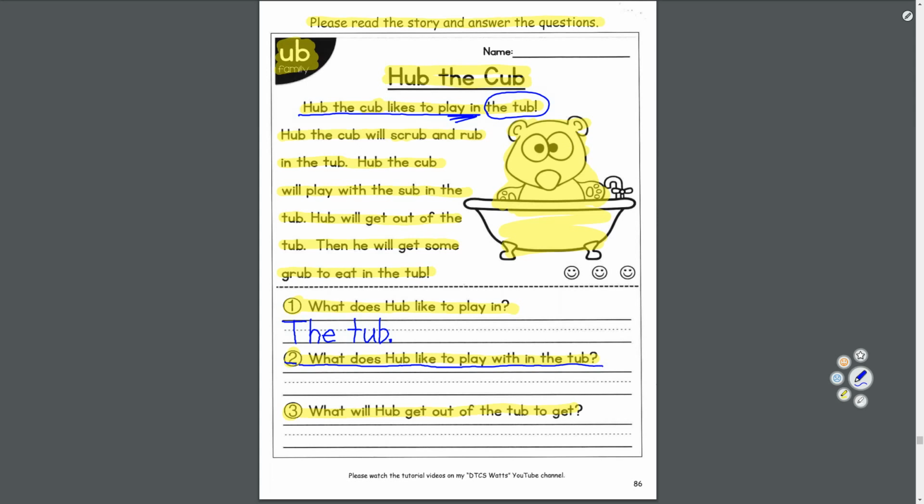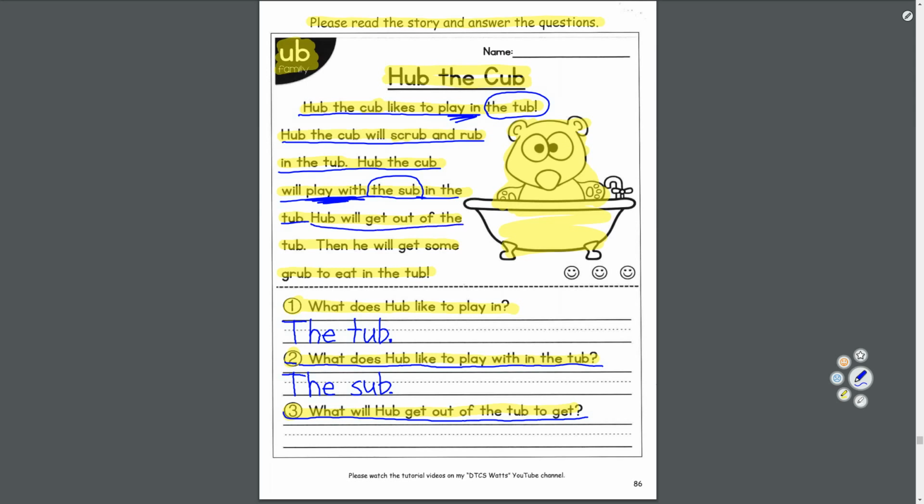Number 2. What does Hub like to play with in the tub? What does he play with? Hub the Cub will play with the sub in the tub. The sub, like a submarine, like a toy, like a boat. What does he play with in the tub? The sub. Period.